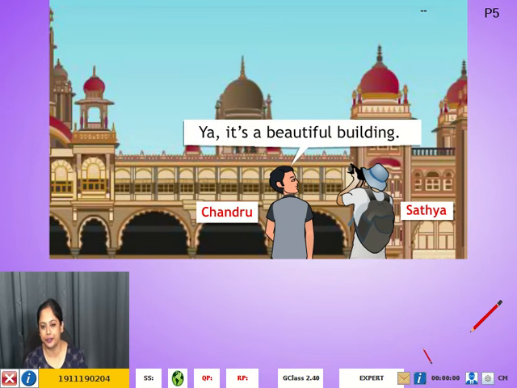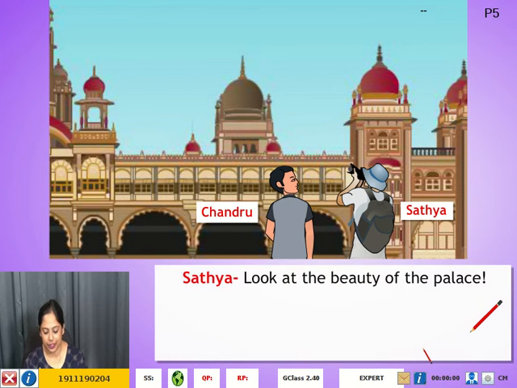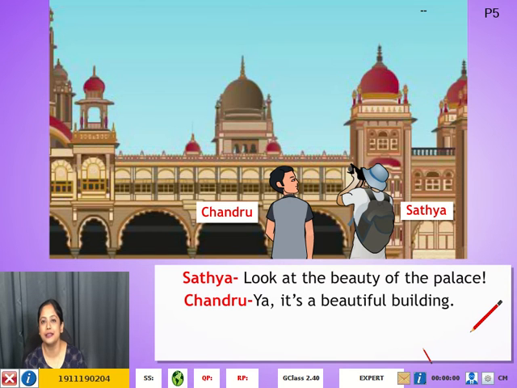Look at the beauty of the place. It's a beautiful building. Yes, it is a beautiful building. So, can you tell me, students, which is the suffix here? The suffix here is ful, which we have used with the word beauty to describe the beauty of the building. So, beautiful, the suffix here is ful. Very good.